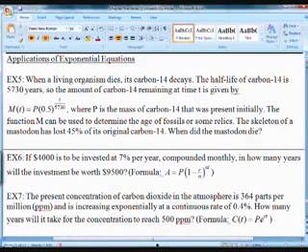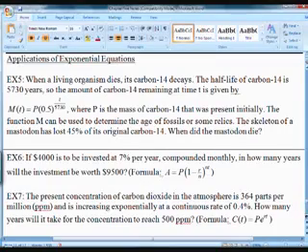The skeleton of a mastodon has lost 45% of its original carbon. When did the mastodon die? It died that many years ago. That's how long it took to lose 45% of its carbon.